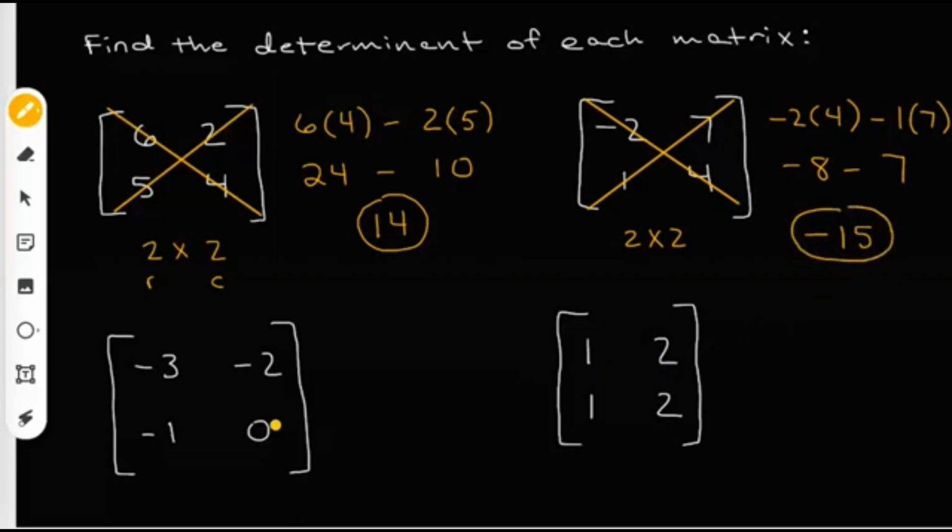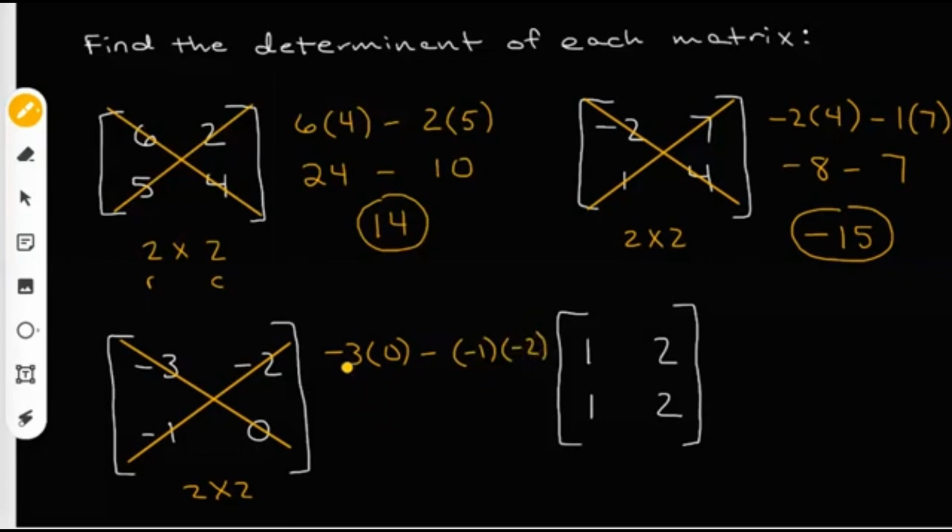Down here, I have another 2 by 2. I'm going to use the main diagonal first. That's going to be -3 times 0. Put the subtraction sign in the middle. And now I do the counter diagonal. It's going to go the opposite direction, and it's going to pick up -1 and -2. So I need to multiply -1 by -2.